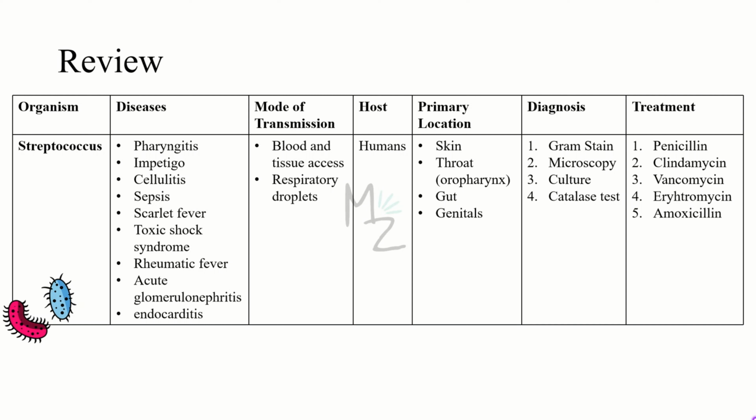Transmission occurs by gaining access to blood or tissue, and it also depends on different types of diseases; for example, pharyngitis can transmit via respiratory droplets. Hosts are the human beings. Primary locations are skin, throat, including oropharynx, gut, and genitals, because they're part of the human normal flora. And they are diagnosed on the basis of gram stain, microscopy, culture, catalase tests. They are treated with certain antibiotics like penicillin, clindamycin, vancomycin, erythromycin, and amoxicillin.